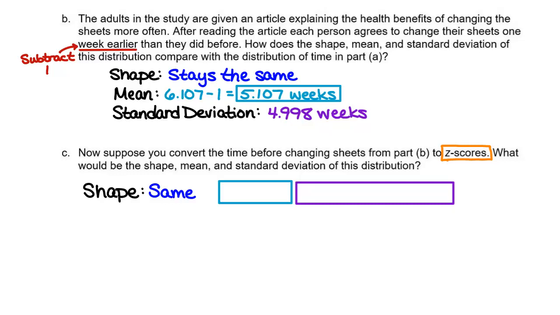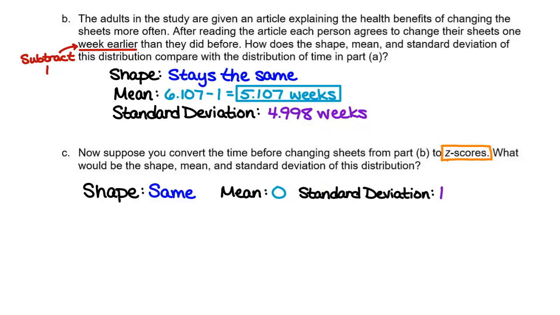What will the mean be if we standardize all the scores? 0. What will the standard deviation be if we standardize all the scores? 1. Anytime we standardize, the mean becomes 0, the standard deviation becomes 1. Did you have a question for me? Yep. Anytime we take something and we convert it into its z-score, the mean will be 0, the standard deviation will be 1. So far, so good? Awesome.